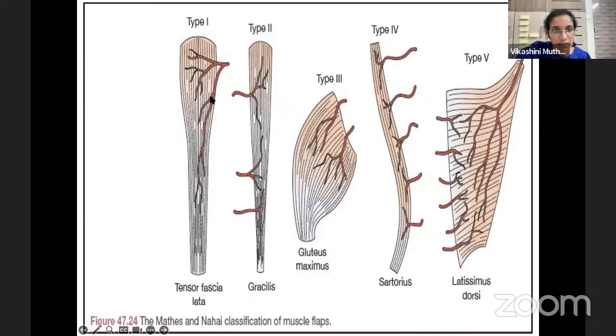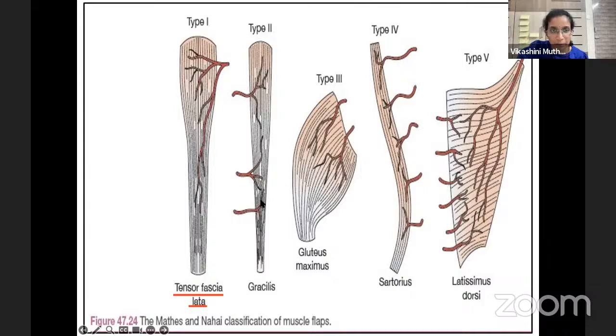This is type 1, where you have a single vascular pedicle supplying the whole flap. So example is tensor fasciae latae and also gastrocnemius. This is an example for type 1 where you have single vascular pedicle. And here in type 2, we have one dominant pedicle. Most of the flap, the larger part of the flap, is being supplied by this dominant pedicle. And you have one or two minor pedicles. So a minority of this flap is supplied by these minor pedicles.